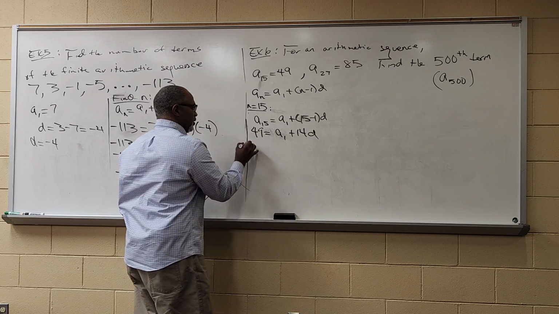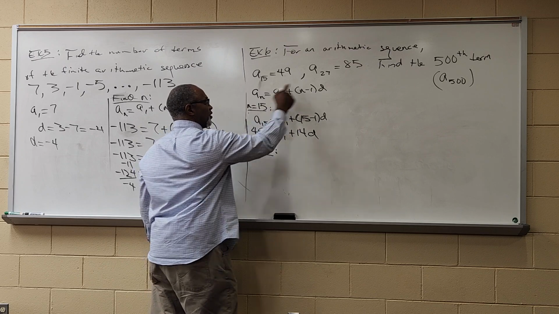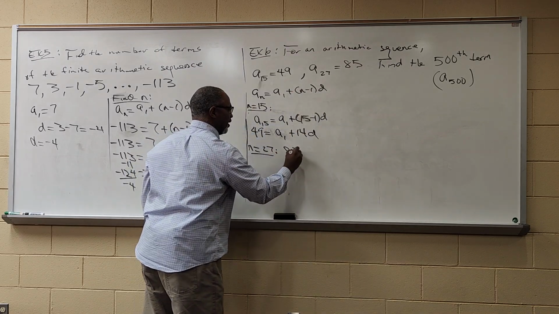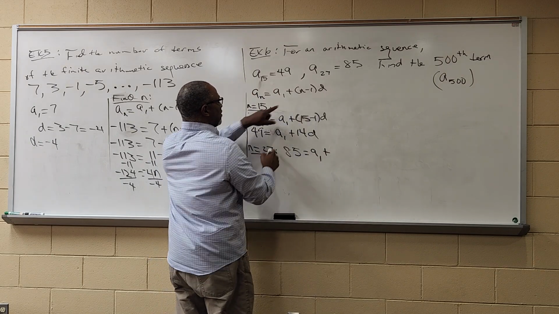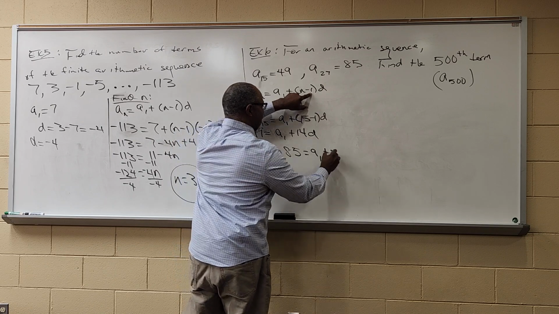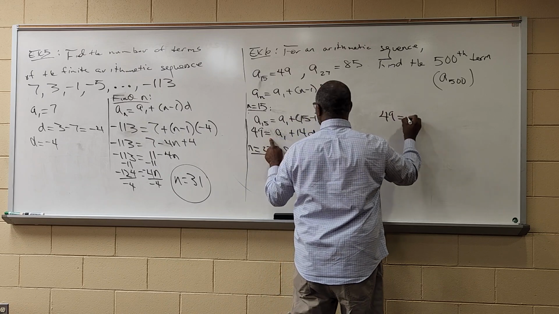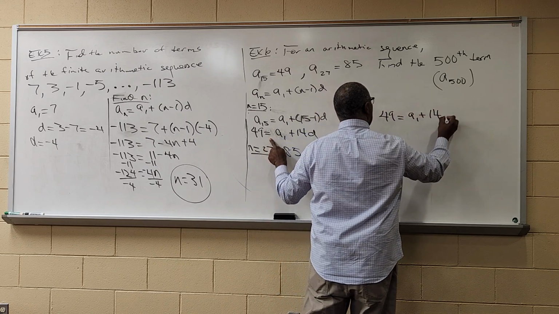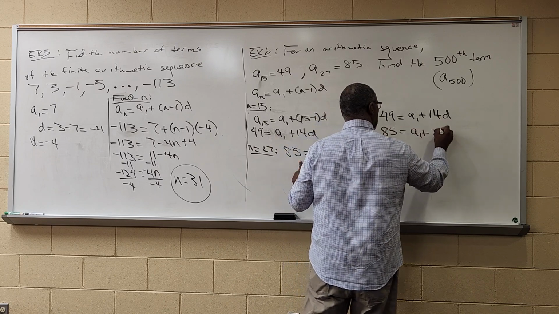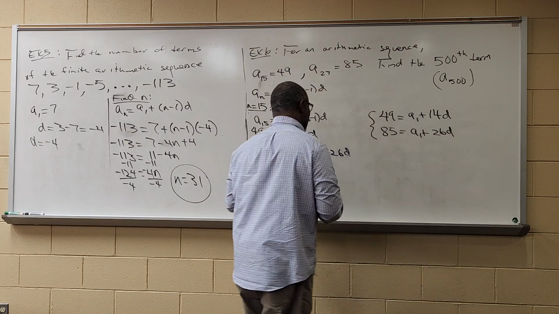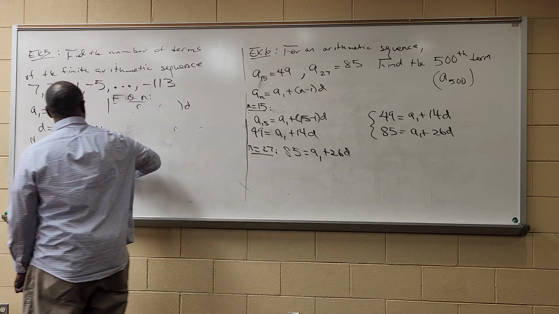Okay? When N is 27, use the same thing. A27, well, they told us what it is, 85. So 85 equals A1, I don't know that still, plus what? A27, so 27 minus 1 would be 26D. So I've got two equations right here. I've got 49 equals A1 plus 14D. And this second equation was 85 equals A1 plus 26D. Well, that's a system of two equations with two unknowns.